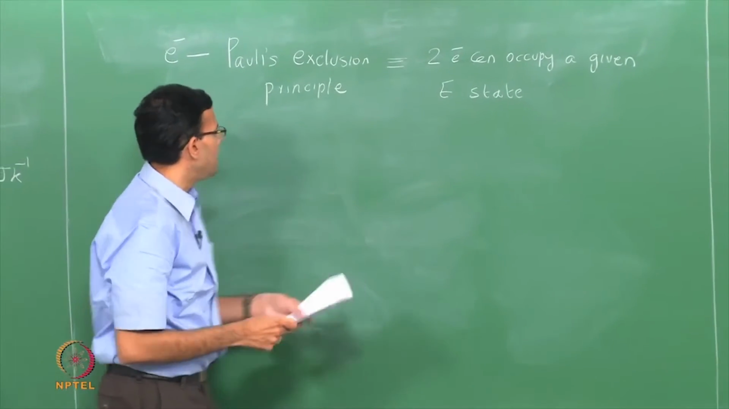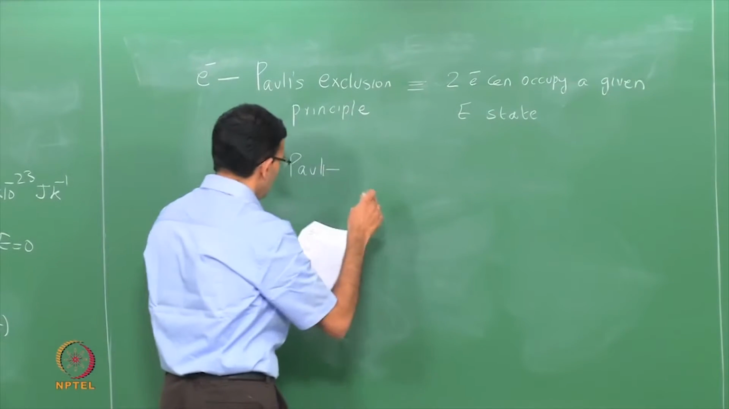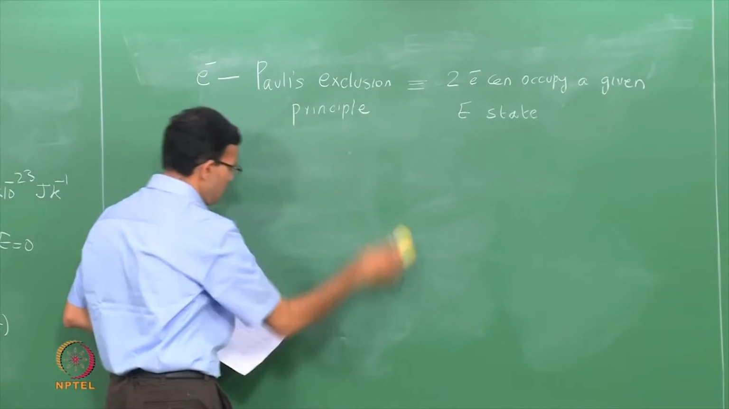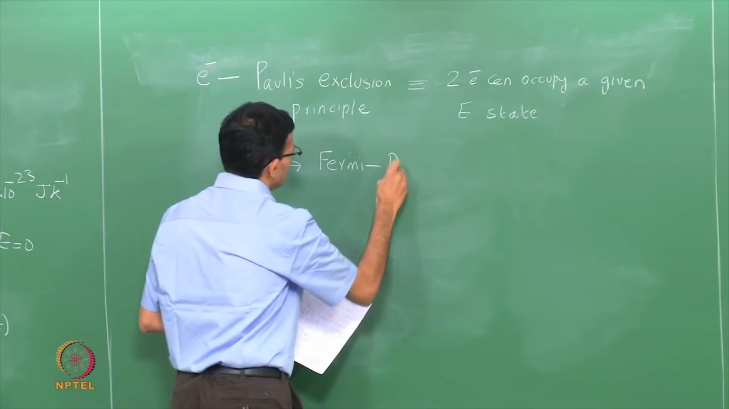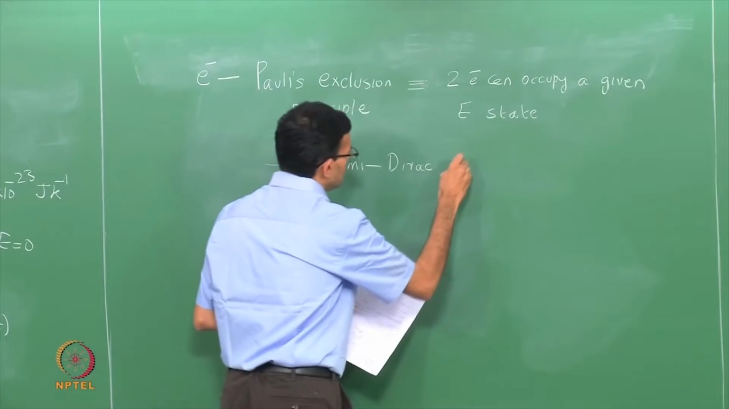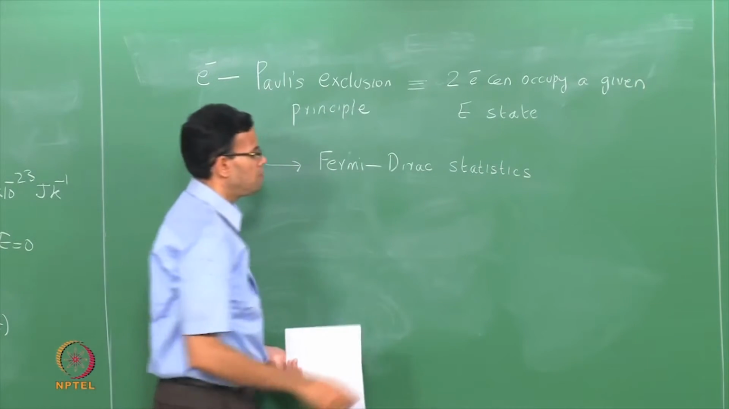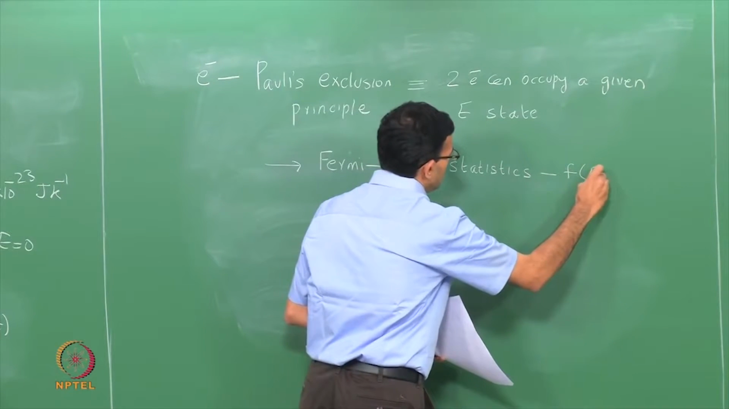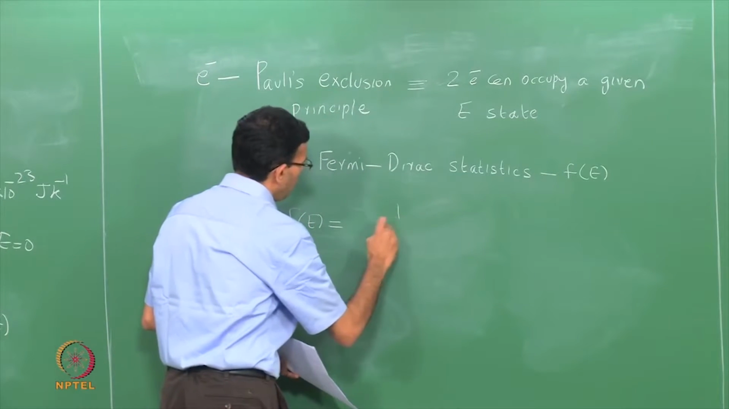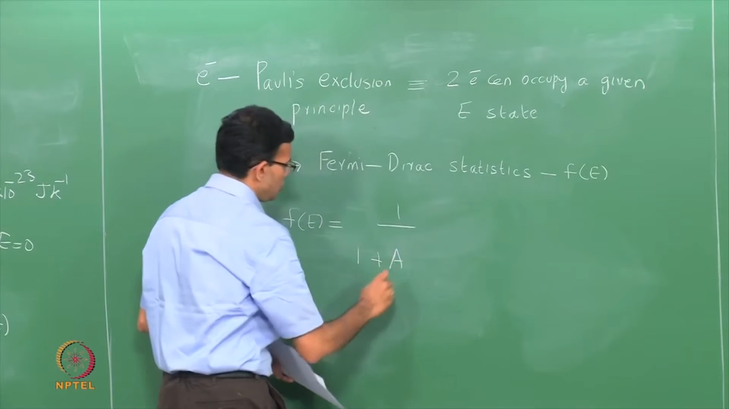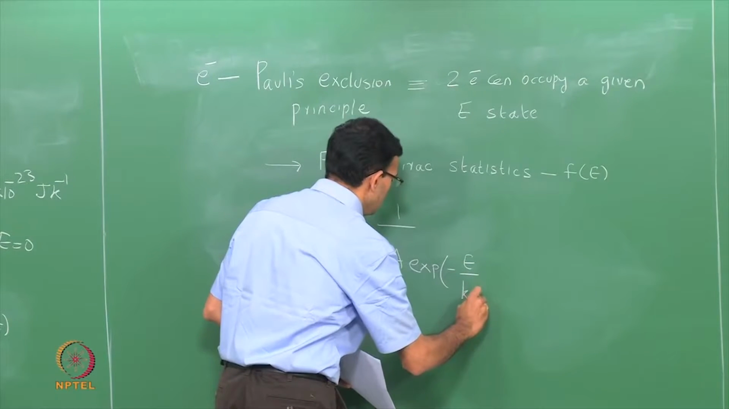Now, because of this, electrons obey another set of statistics called Fermi-Dirac statistics. This is denoted by f of E, and the expression for f of E is 1 over 1 plus some constant A times exponential of minus E over kT.